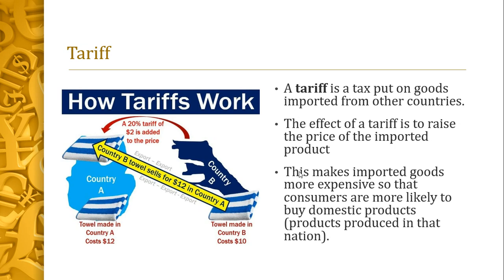If you look at the graphic about how tariffs work, it shows you country A and country B. It shows you towels made in country A cost $12. Towels made in country B cost $10. So a country B towel sells for $12 in country A. It's a 20% tariff. $2 is added to the price, to show you on a large scale when you're talking about international trade and not individual things that you purchase.